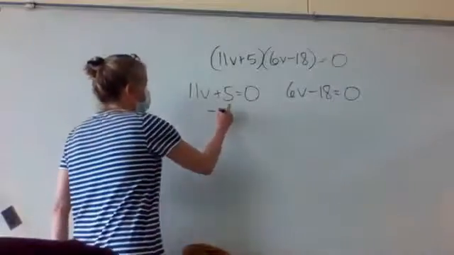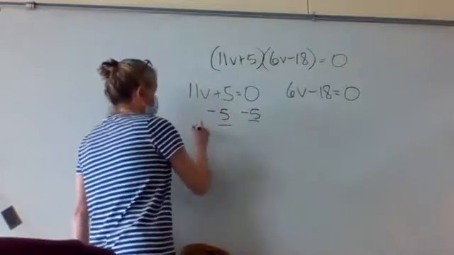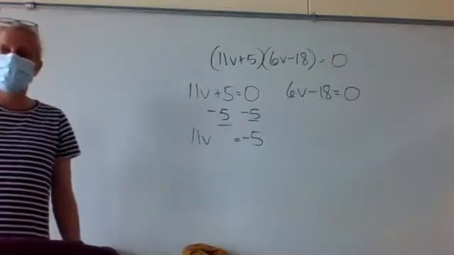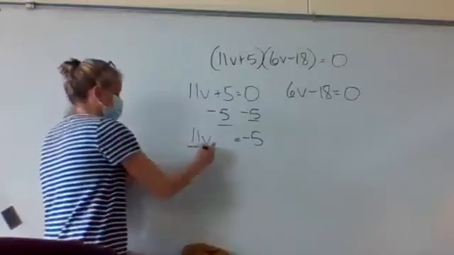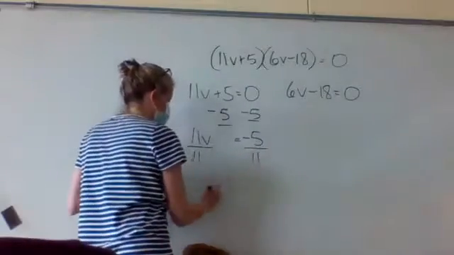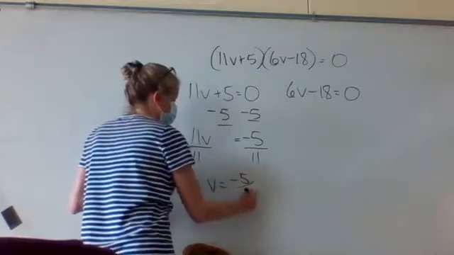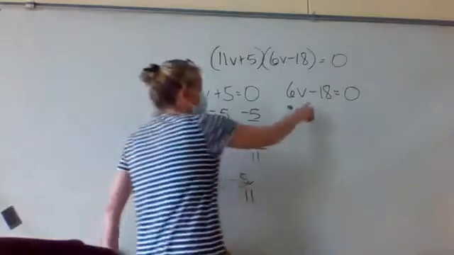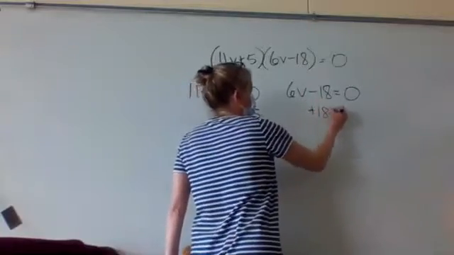solutions. So here I'll subtract the 5s. So 11v equals negative 5. Divide by 11. So v equals negative 5/11. So there's one of your solutions. And on this one, add the 18.